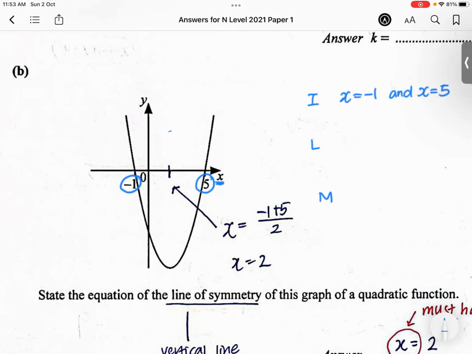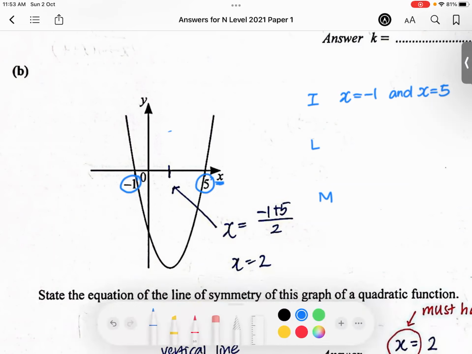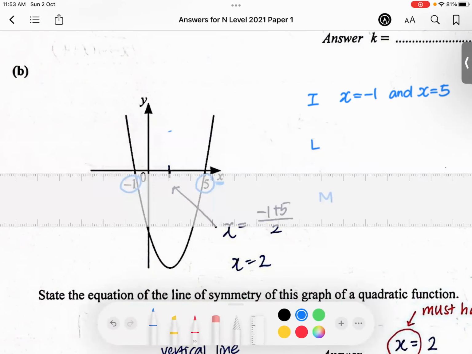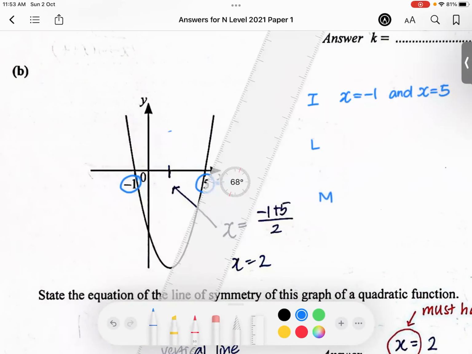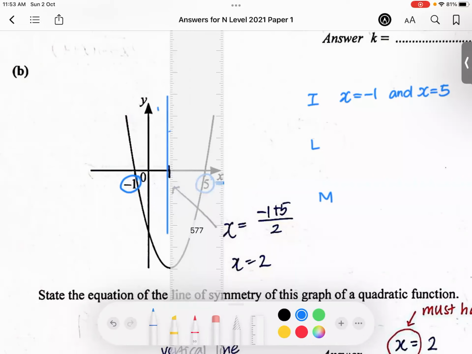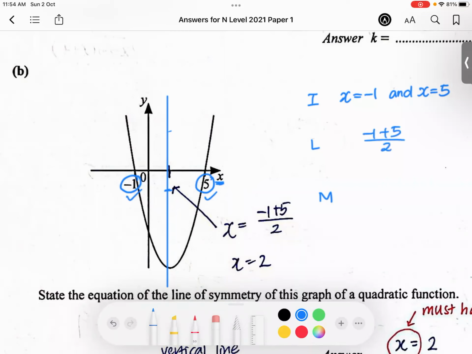So what do we do? We need to draw the vertical line of symmetry. The line of symmetry is where it cuts this curve into half, two portions. So I will have it looking like that. So this one will be my line of symmetry. What is this number? This number is right in the middle of two numbers. So how do you find the number in between the two numbers? You take the two numbers over here, -1 plus 5, add together, divide by 2.